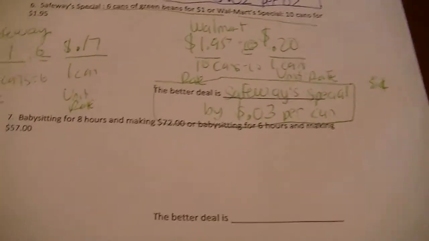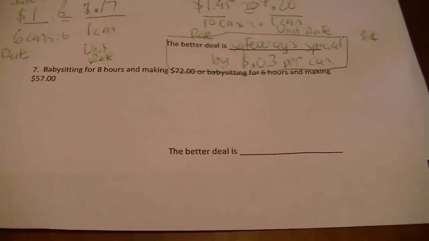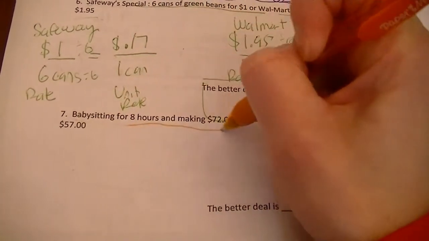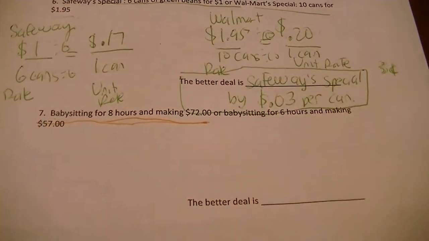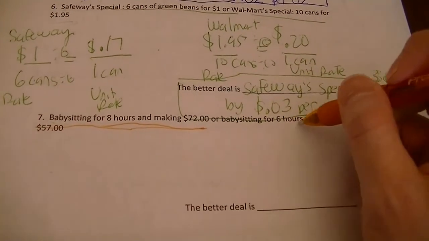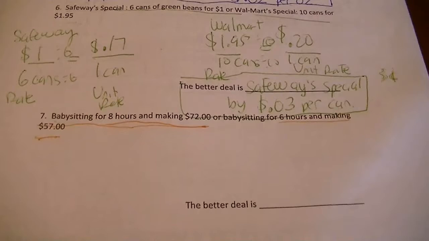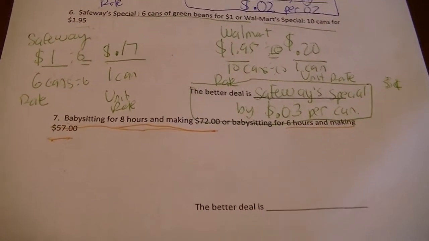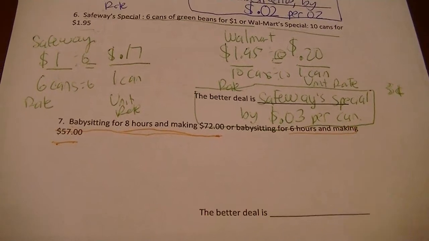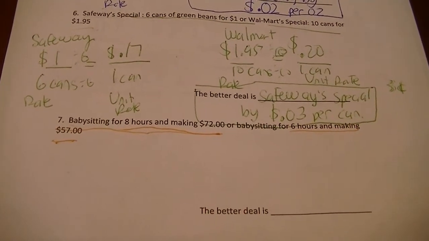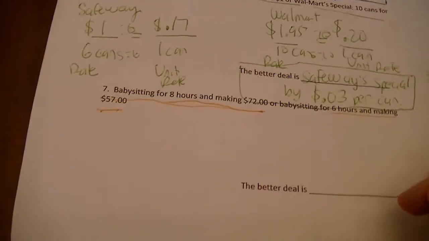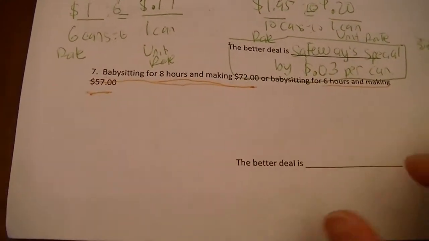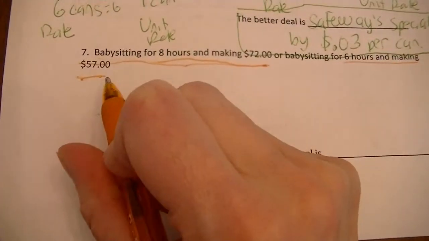All right, last problem on this page. Babysitting for 8 hours and making $72, or babysitting for 6 hours and making $57. Again, personal preferences aside, don't say, oh gosh, why would anyone want to babysit for 8 hours? Don't think like that. You got to think by first finding the unit rate and making a judgment off of that. You got to base it all on the math, okay? With worksheets. In real life, I don't care how you make your decision regarding this.